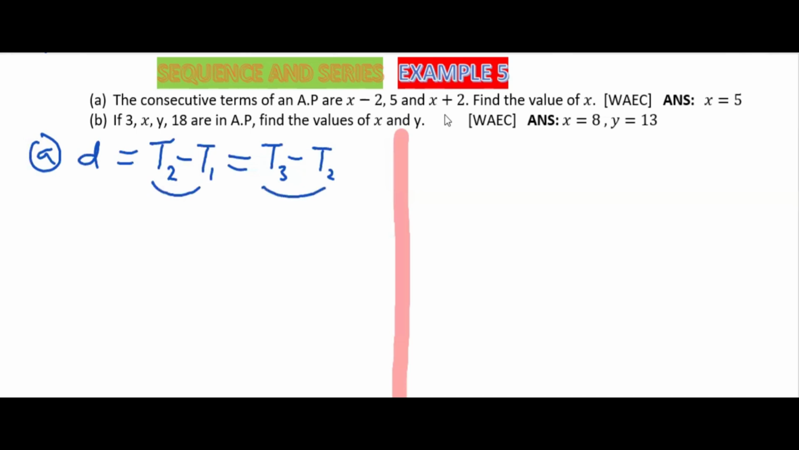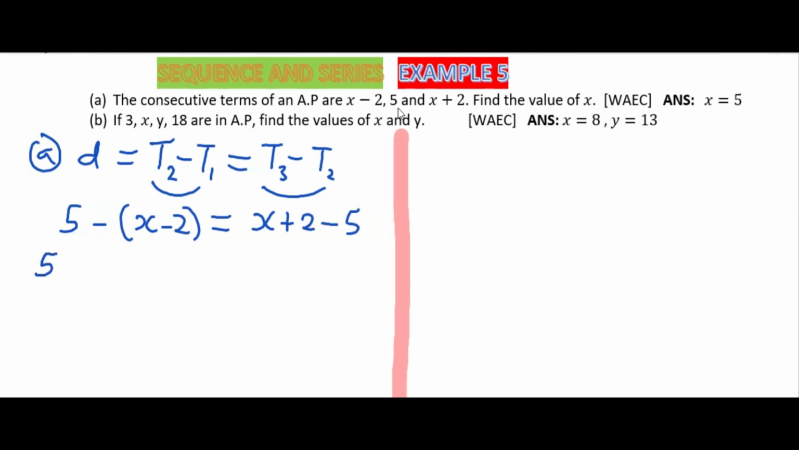What is our T2? It is 5 minus T1. Since our T1 contains more than one term, it is x minus 2, so you open a bracket for it, and you have x minus 2. Then I'll say equals to, what's the value for T3? x plus 2. So we have to take away T2. T2 is a single term, 5, so we don't need any brackets there. From here, we can solve this equation.